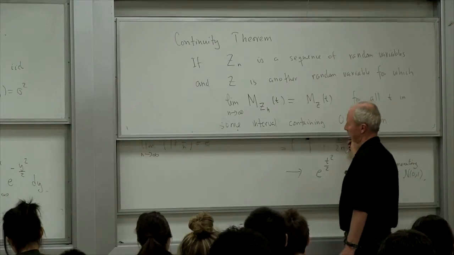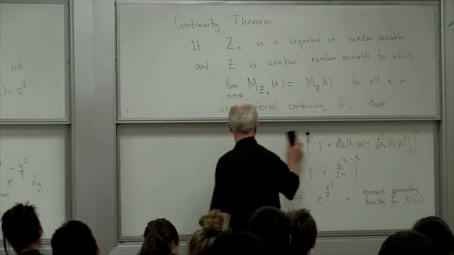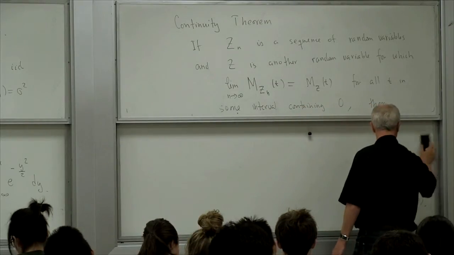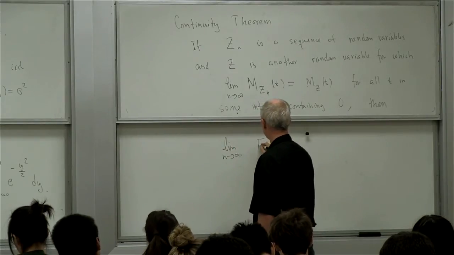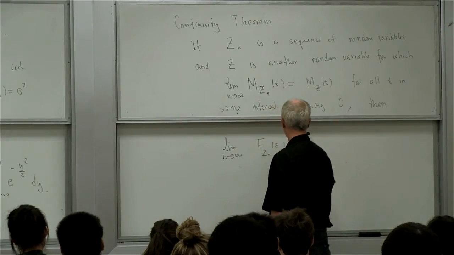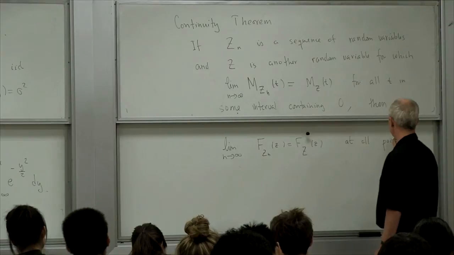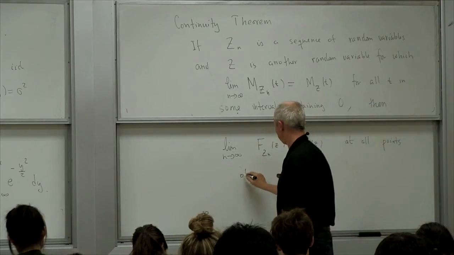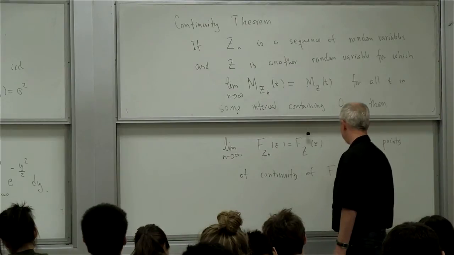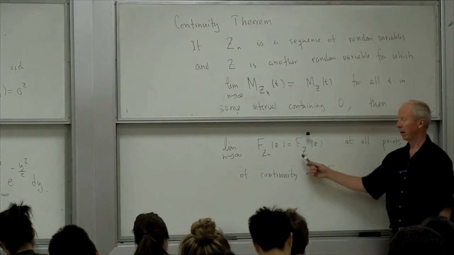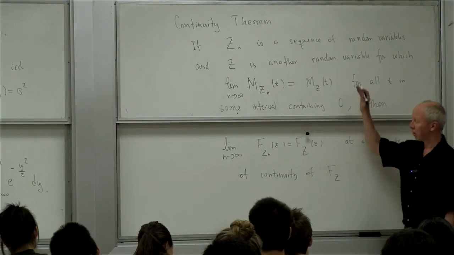Then the limit as n goes to infinity of the distribution function for Zn at z is equal to the distribution function for capital Z at little z at all points of continuity of the function F sub capital Z. So in particular, if capital F sub Z is continuous everywhere, then this convergence would take place everywhere. So that covers our situation.